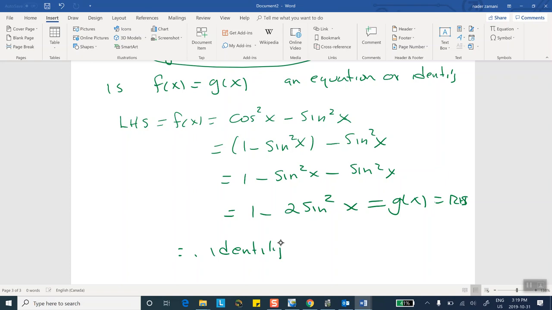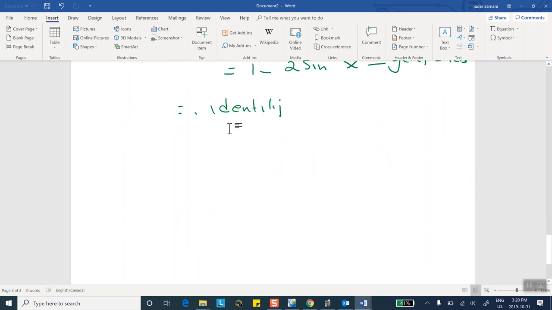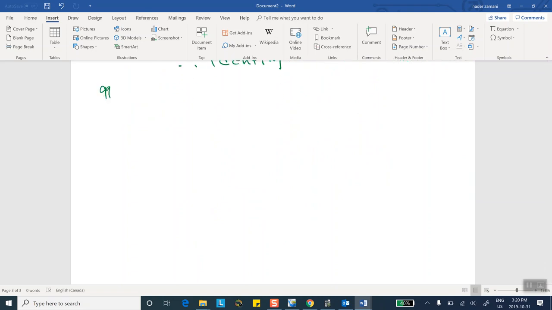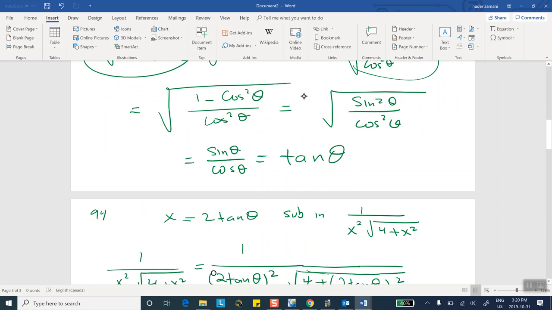Okay, let's go to the other one. I'll do 99 first and then come back and do 98. Okay, this is number 99. Same question, when f of x is equal to sine of x plus cosine of x.